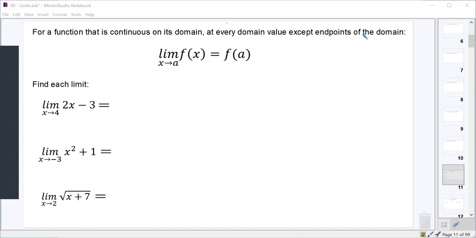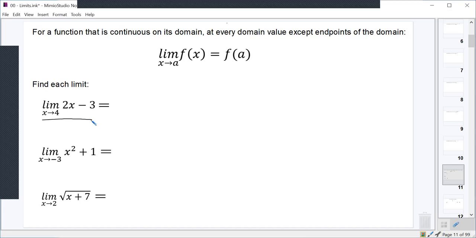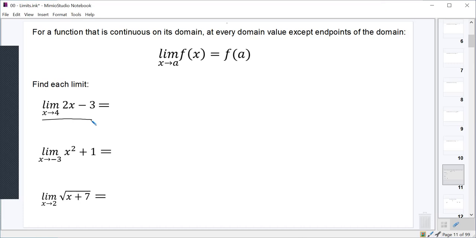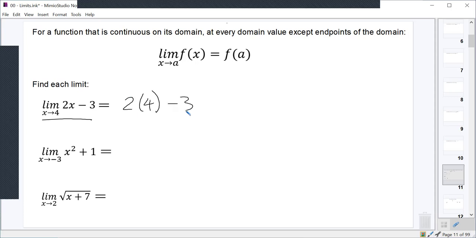If we look at a limit like the limit as x approaches 4 of 2x minus 3, the first thing we want to think about is, is 4 in the domain of this function? The answer is yes, 4 is in the domain of 2x minus 3. The second thing we'll think about is, is 2x minus 3 a continuous function? The answer is yes, it's linear, so it's continuous for all real numbers. Therefore, the limit as x approaches 4 of 2x minus 3 is just the value of the function at x equals 4.